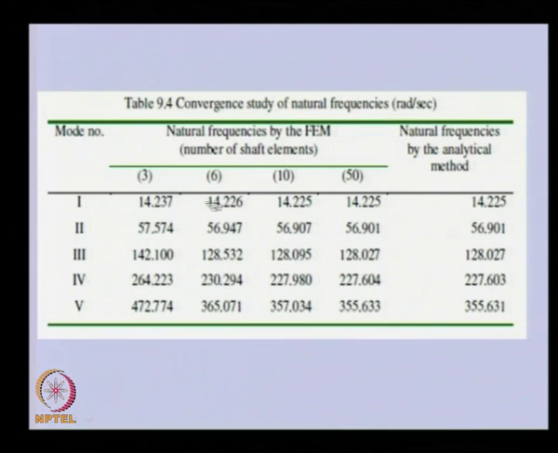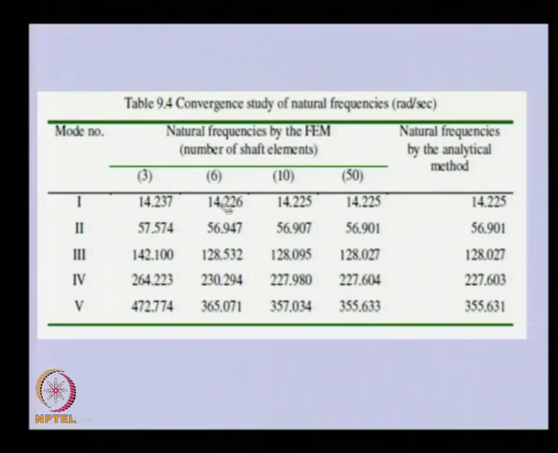You can see the first and second are close, but for the third there is a difference, the fourth also has a difference, and the fifth has a lot of difference. That means with 3 elements, the natural frequencies we are getting up to the 5th mode are not accurate, but up to the 2nd mode they are reasonably okay.